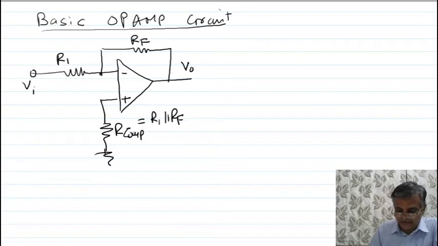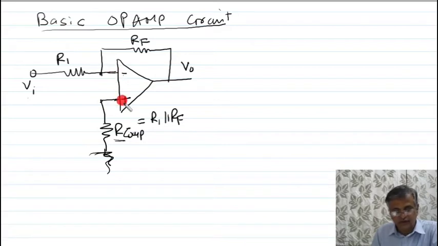Let us summarize some points here. This is a basic inverting amplifier circuit in which input is given to the inverting terminal and the non-inverting terminal is grounded through the resistance R compensated. Due to infinite input resistance of the op-amp, this does not draw any current, due to infinite input impedance between these two. I am talking about an ideal op-amp. This does not draw any current.